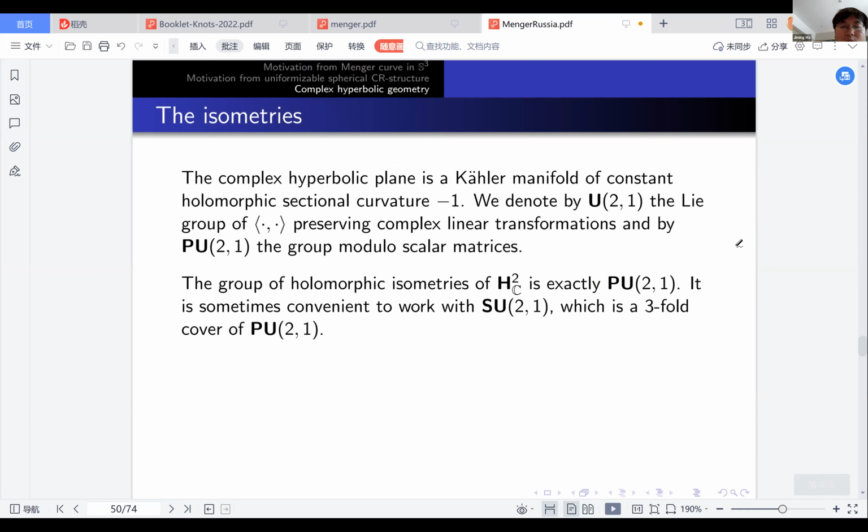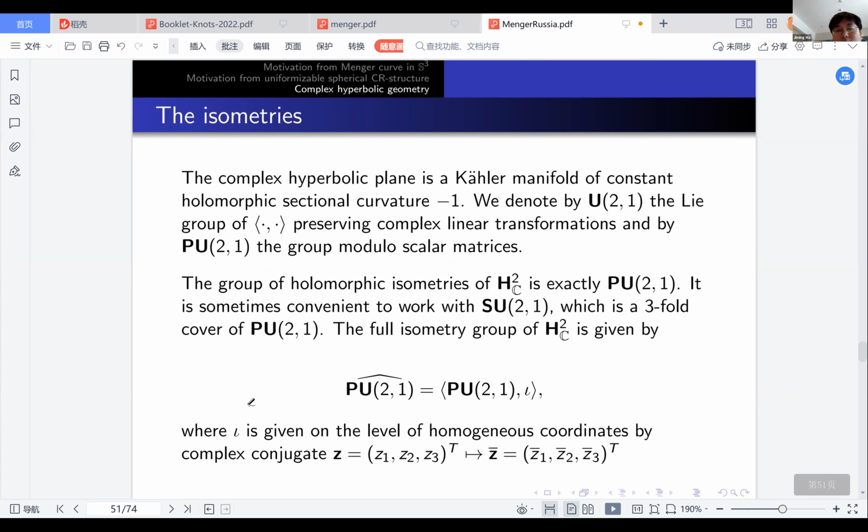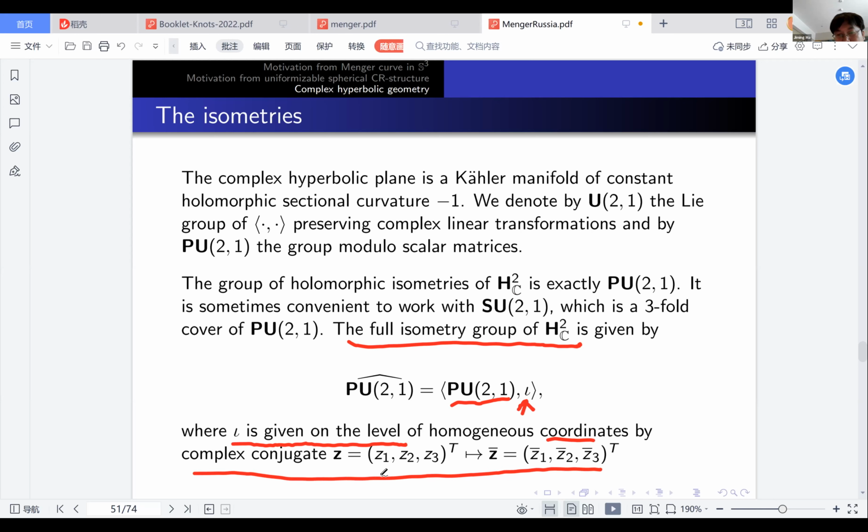And the group of holomorphic isometries of the two-dimensional complex hyperbolic space is just the Lie group PU(2,1). And it is sometimes convenient to work with this group, which is a threefold covering of this group. So the full isometry group of the complex hyperbolic space is obtained from this group by adding just one element, alpha, where alpha here is given on the level of homogeneous coordinates by complex conjugation. Each element of it is taken to its conjugate.